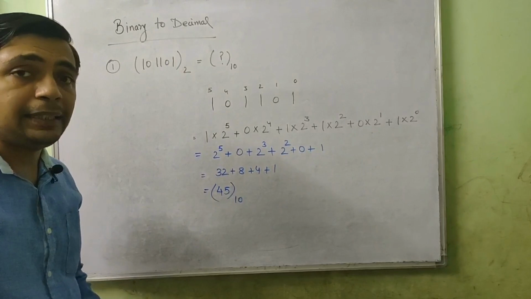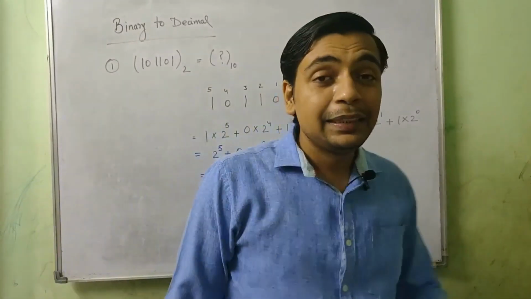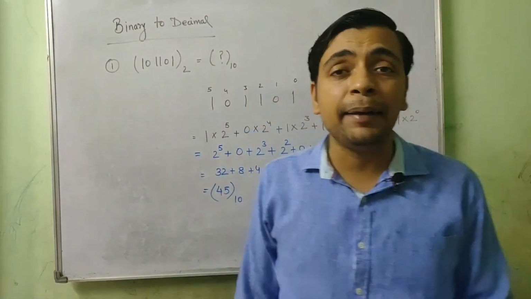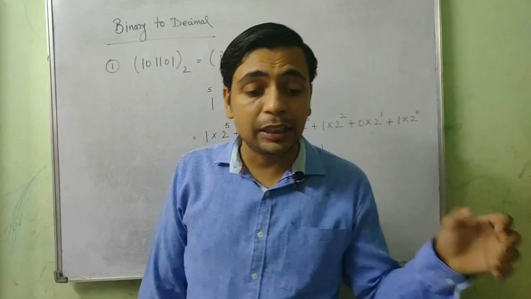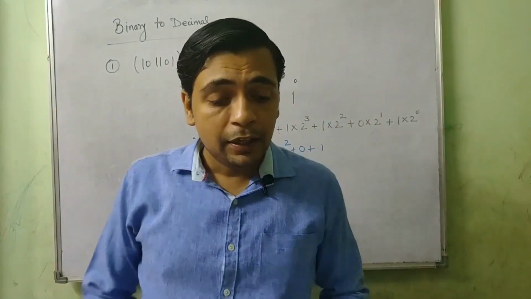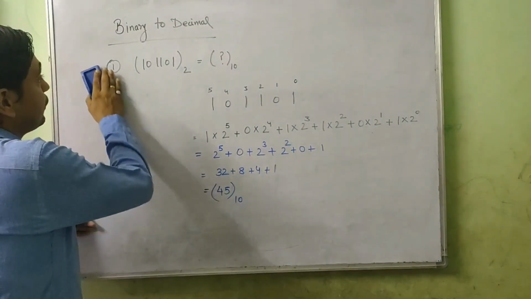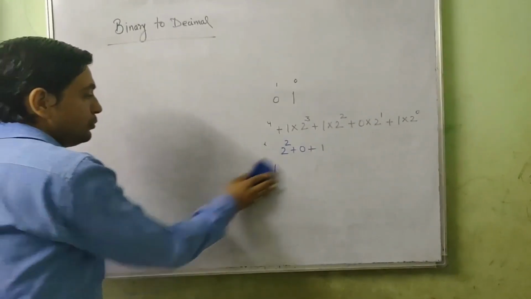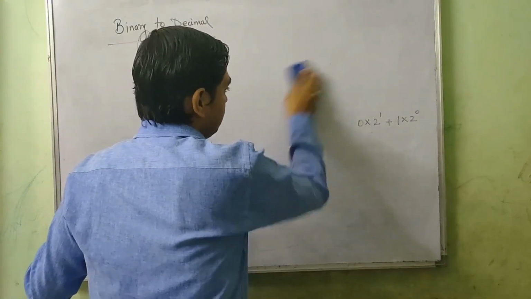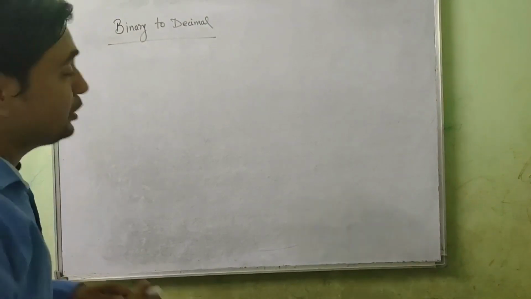So hence 101101 in binary is represented as 45 in decimal. But this binary number can also have a fractional part with it. So if it is having a fractional part, how are you going to deal with that? For example, let's see another binary number with a fractional part. Okay, the number is 110.11.